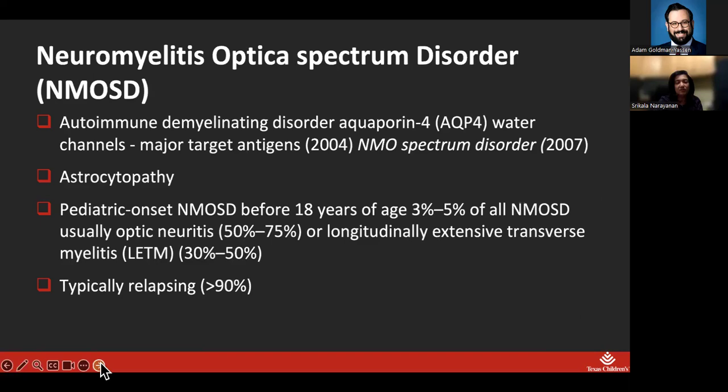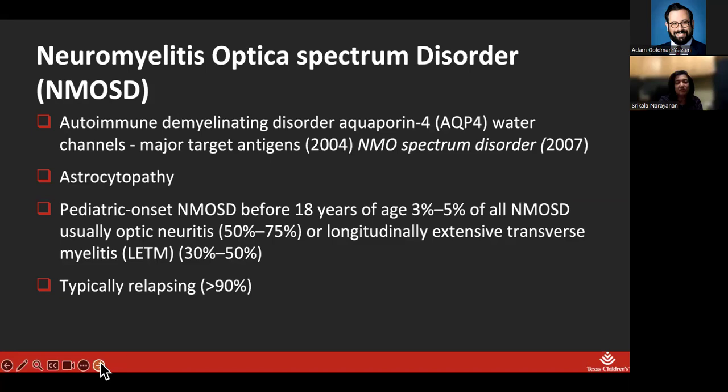And this was figured out in like 2004. And in 2007, the term NMO spectrum disorder came into play. Compared to MOG, which is more of an oligodendrocytopathy, NMOSD is more of an astrocytopathy. There's more profound axonal loss and insult.